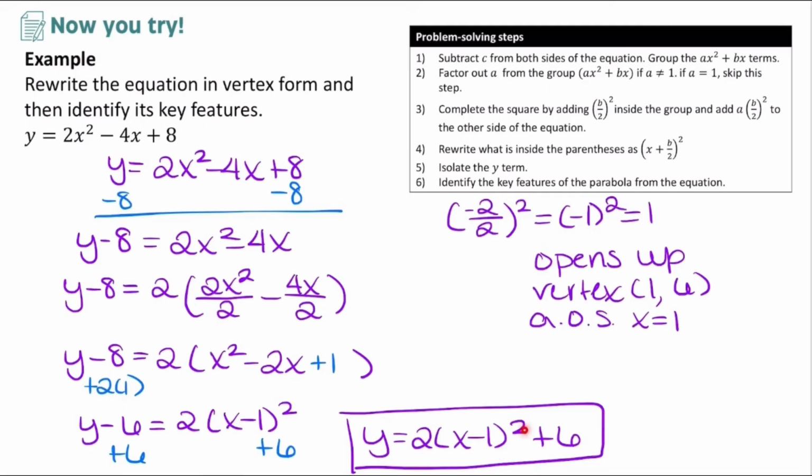Since the x term is being squared, we know that is a vertical parabola. Since a is greater than 0, it opens up. The vertex will be at 1, 6, and since this parabola opens up, the vertex is going to be a minimum. The axis of symmetry will be at x equals 1.